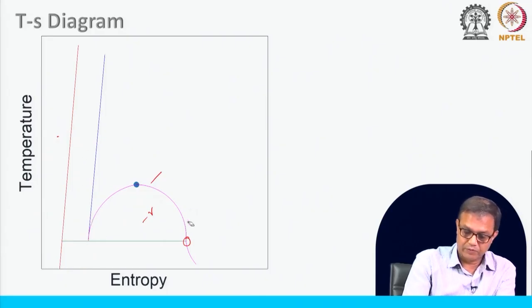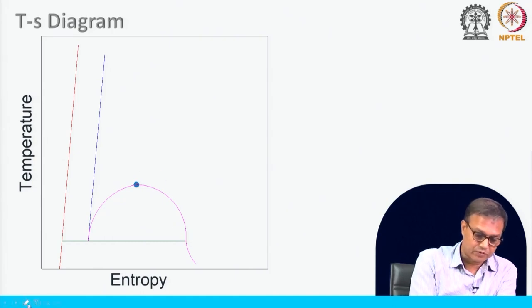Okay. So, let us try to draw some isobars. The isobars are the constant pressure lines. So, it would be something like this.